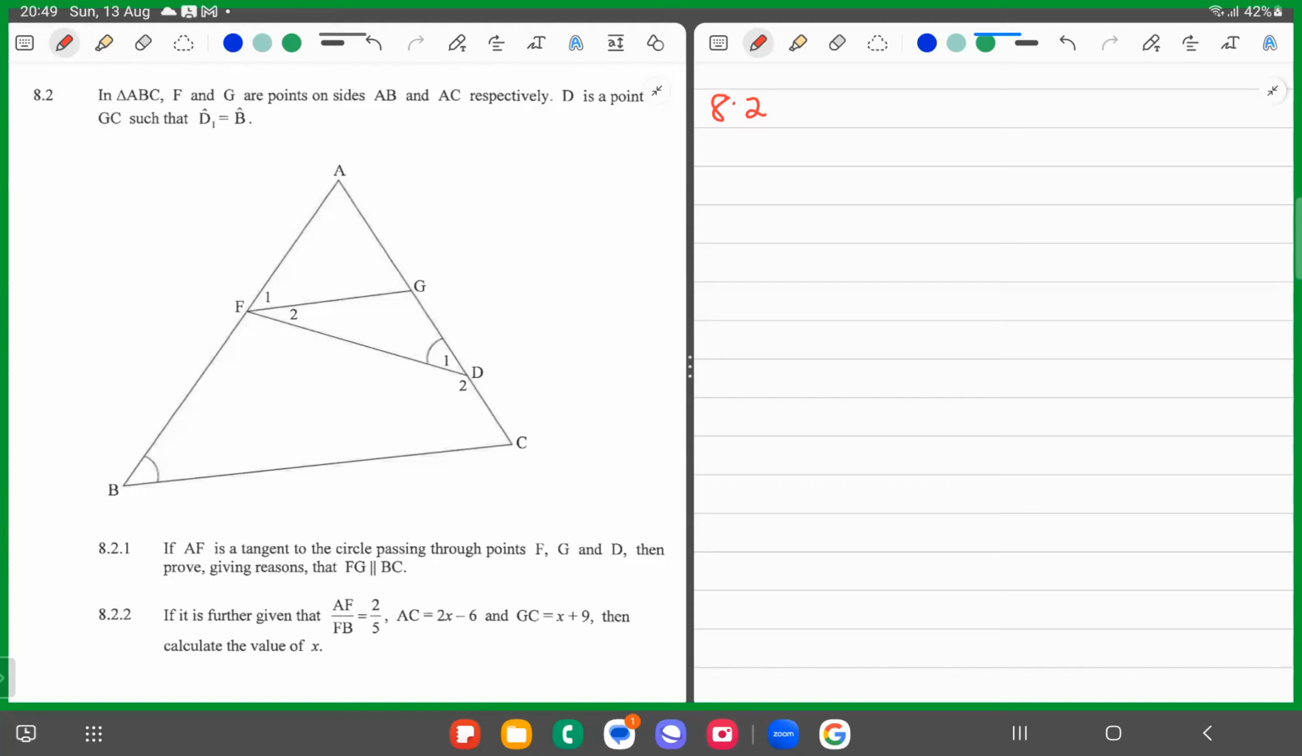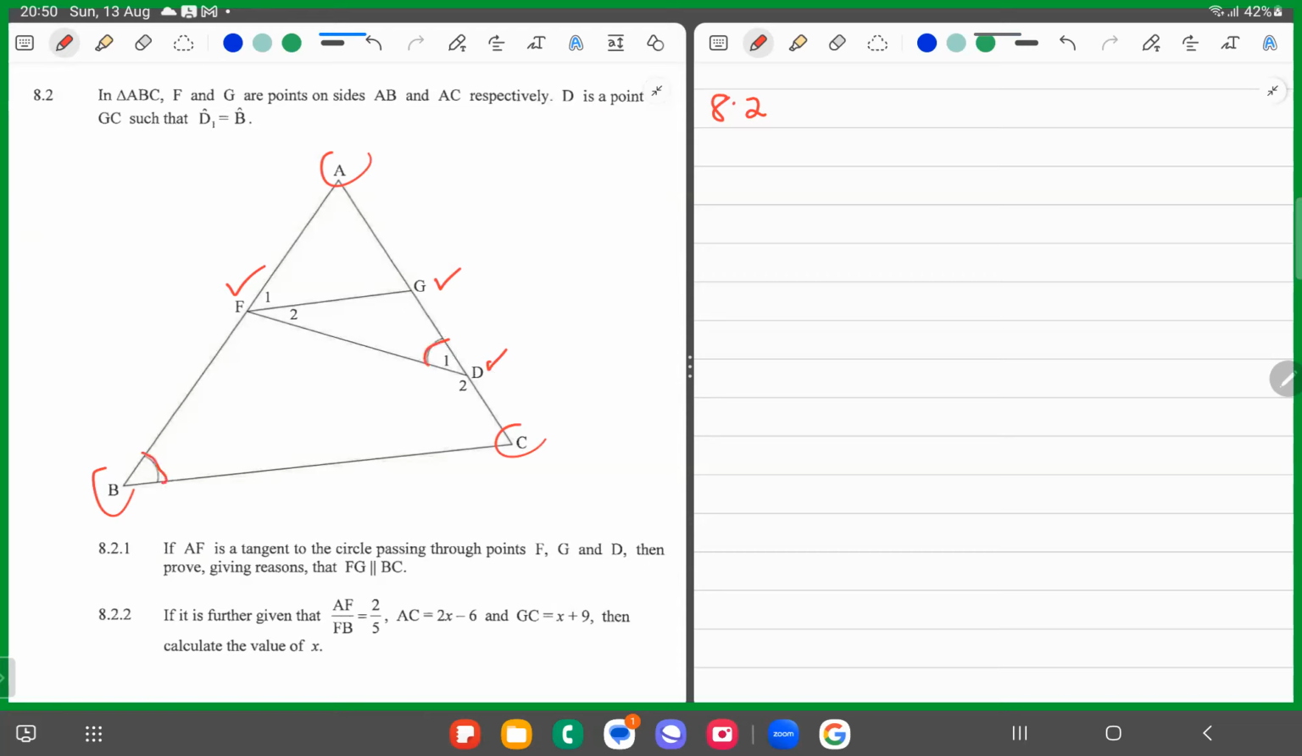And we are preparing now. And we're going to be looking at science as well during the course of the week, and looking at the exam overview and how we can reflect on the entire syllabus for math and science to ensure optimal results. In triangle ABC, we have F and G are points on the sides AB and AC respectively. D is a point on GC, such that angle D1 equals B.